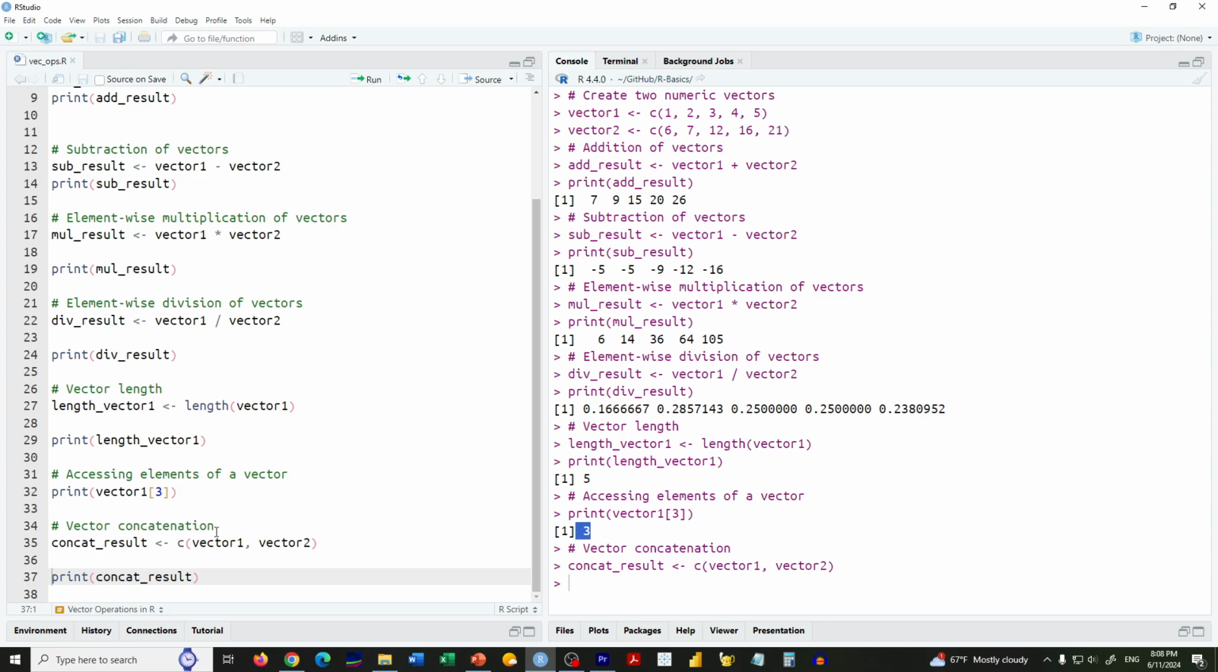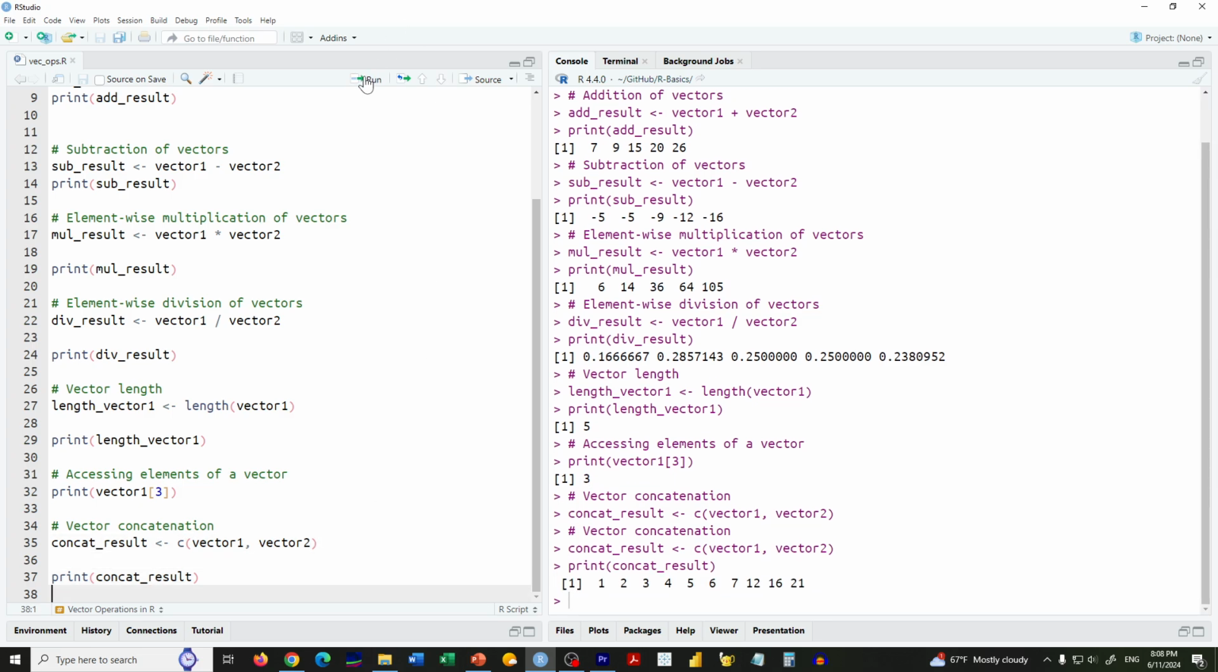The last function that we will discuss today is the concatenation function. So if you concatenate two vectors, it means you combine these two vectors. So once you run this, you see that the results are the first vector, 5 elements of the first vector are combined with the 5 elements of the second vector.